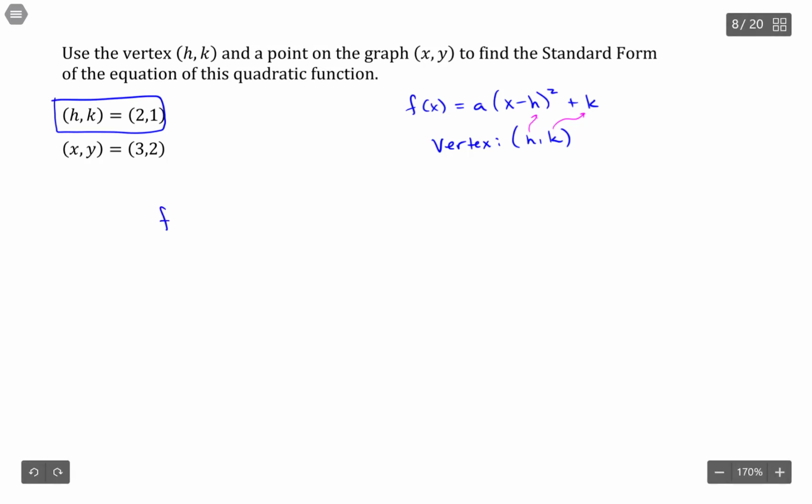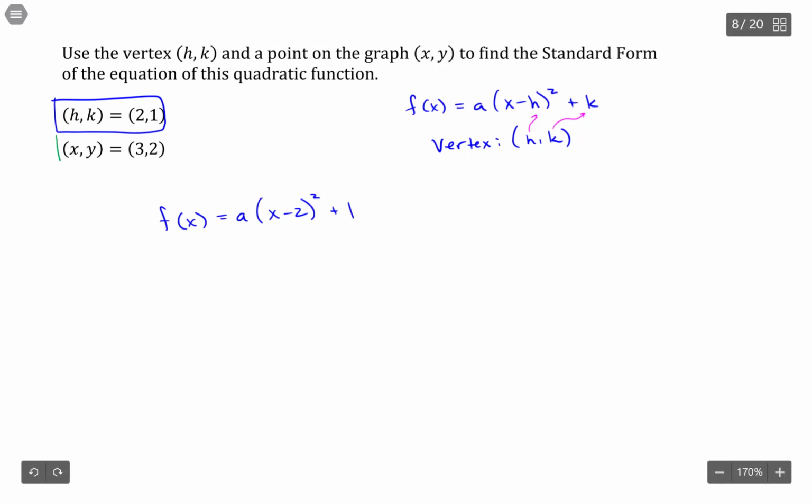So already we can say our equation for this quadratic is f of x equals a times the quantity x minus 2 squared plus 1. Notice this became a negative 2 because there's a minus in front of the h value, so it just changes sign.